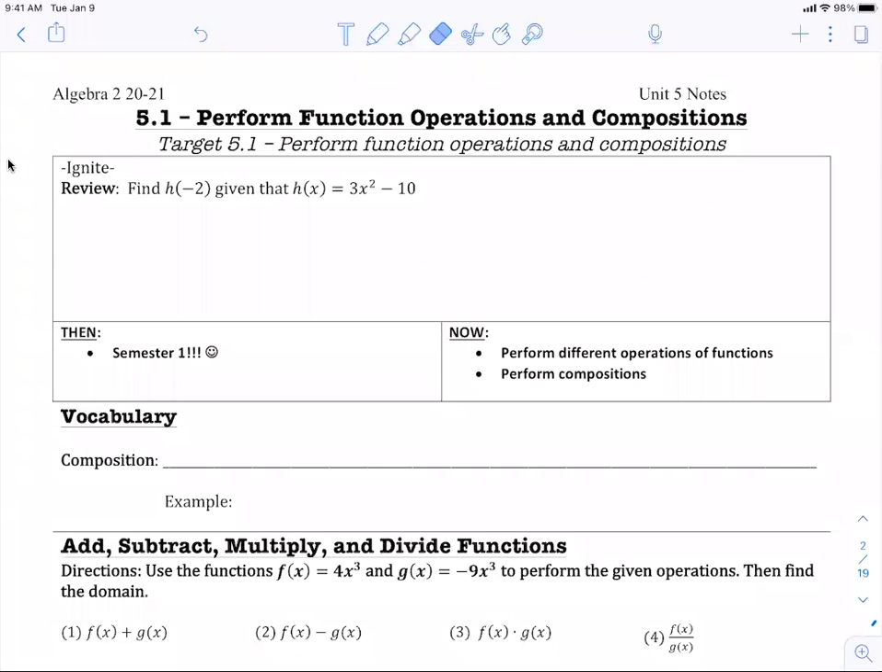Hello, everyone. Today we're going to be performing function operations and also performing compositions. Before we get into that, please pause your video and try the problem at the top of the page.